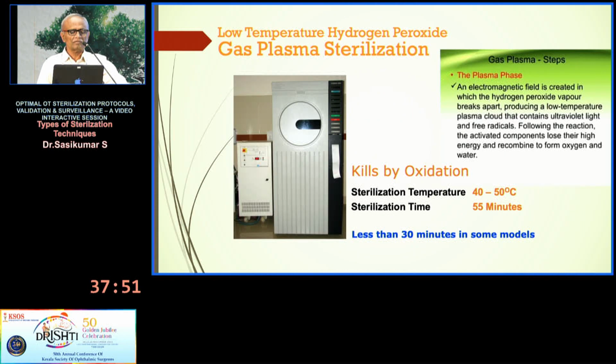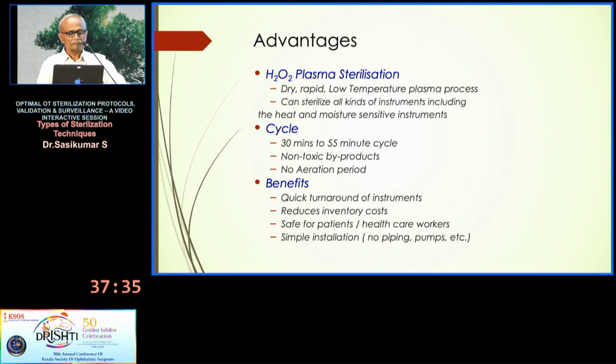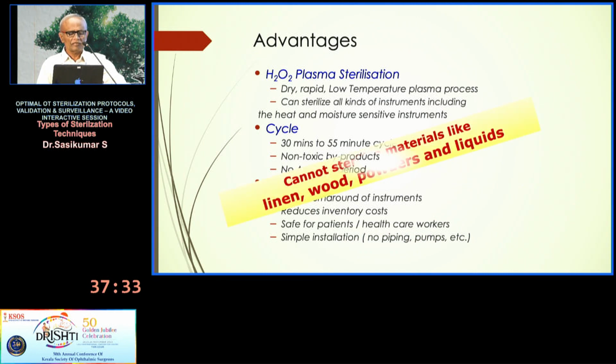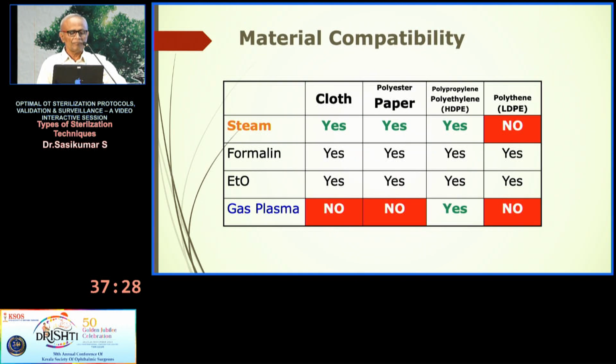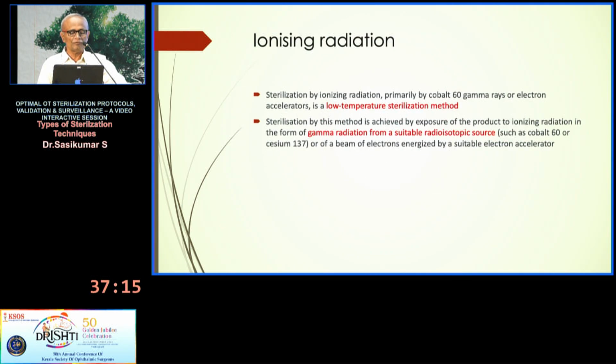Gas plasma is a safer alternative. It creates an electromagnetic field to break the hydrogen peroxide vapor to produce free radicals and UV light which can sterilize products. But it is costly. It cannot sterilize materials like linen, wood, powders and liquids. For material compatibility, for steam, cloth, paper and SDPE can be used, while for gas plasma only SDP or polypropylene, polyethylene material packs can be used.